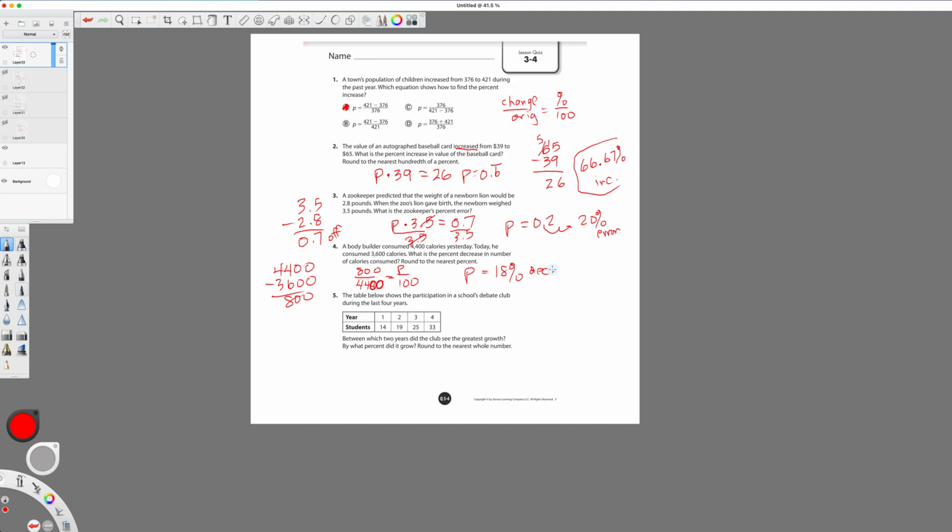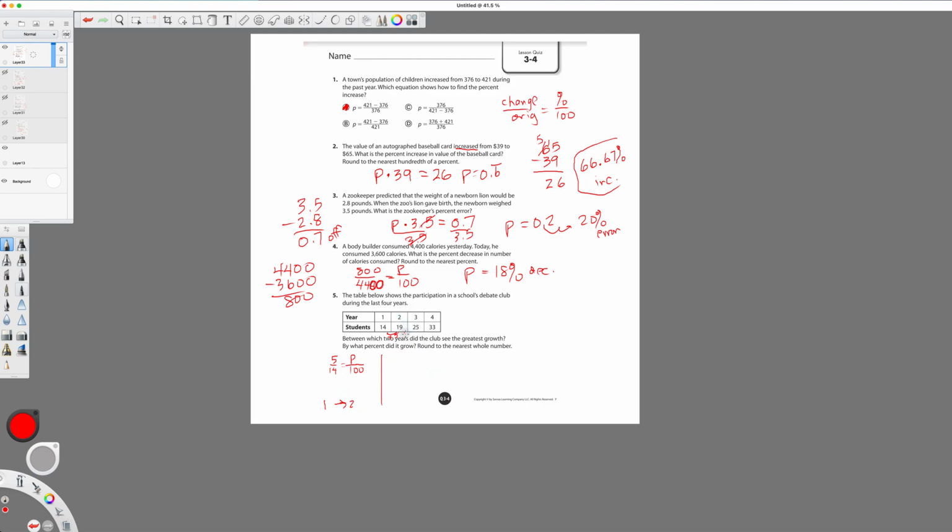Question number 5. Each one of these is a year-to-year number of students participating in a debate club. And it's asked between which 2 years did the club see the greatest growth. So I'm just going to go year to year. So 1 to 2, it went from 14 to 19. So it went up 5. So this is a plus 5. And then I compare that 5 to what it started out. So 5 compared to 14 is some percent out of 100. And then I just do the next one. That's from 1 to 2. I'll do the arithmetic here in a second.